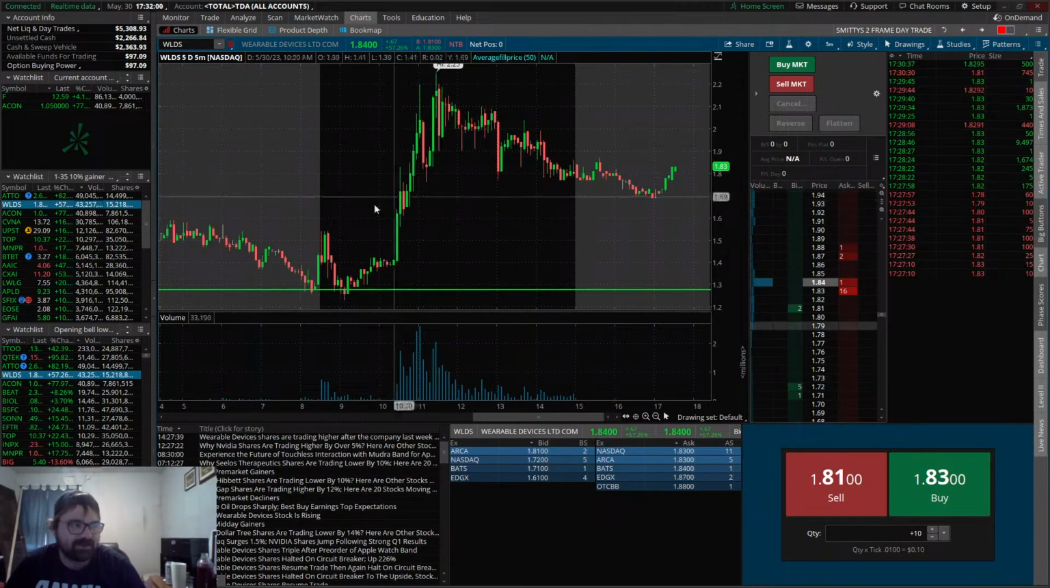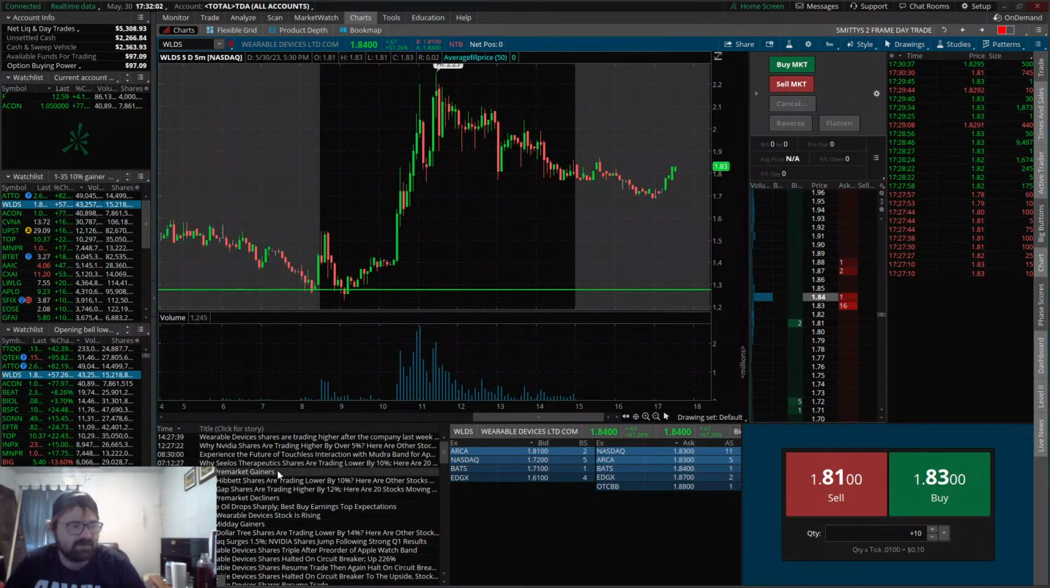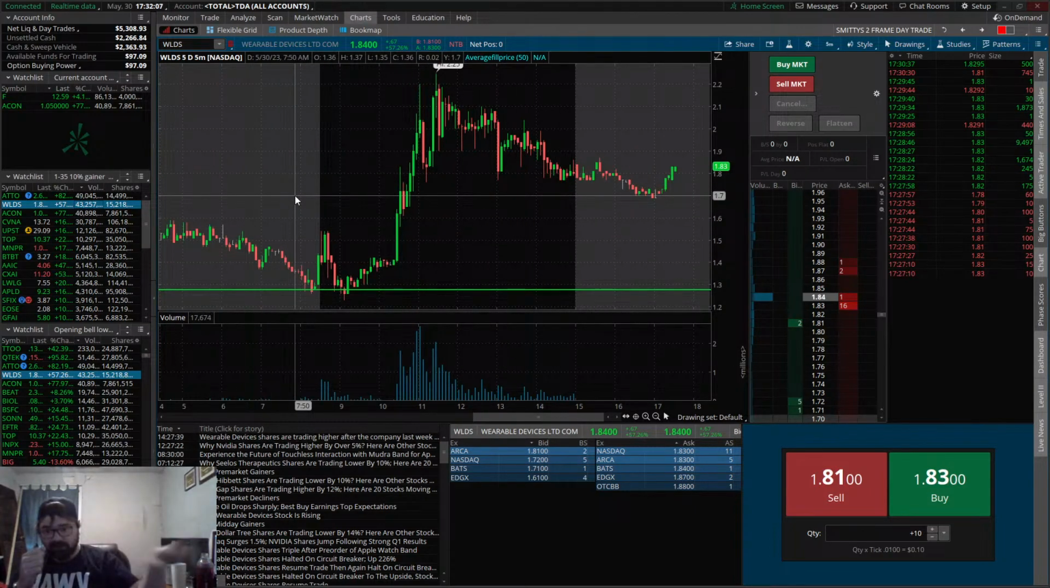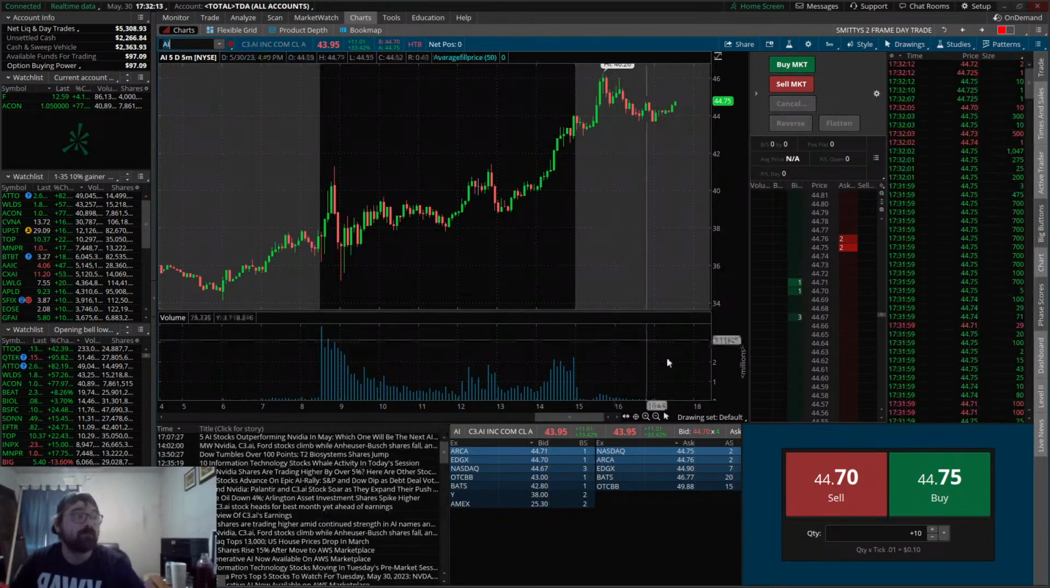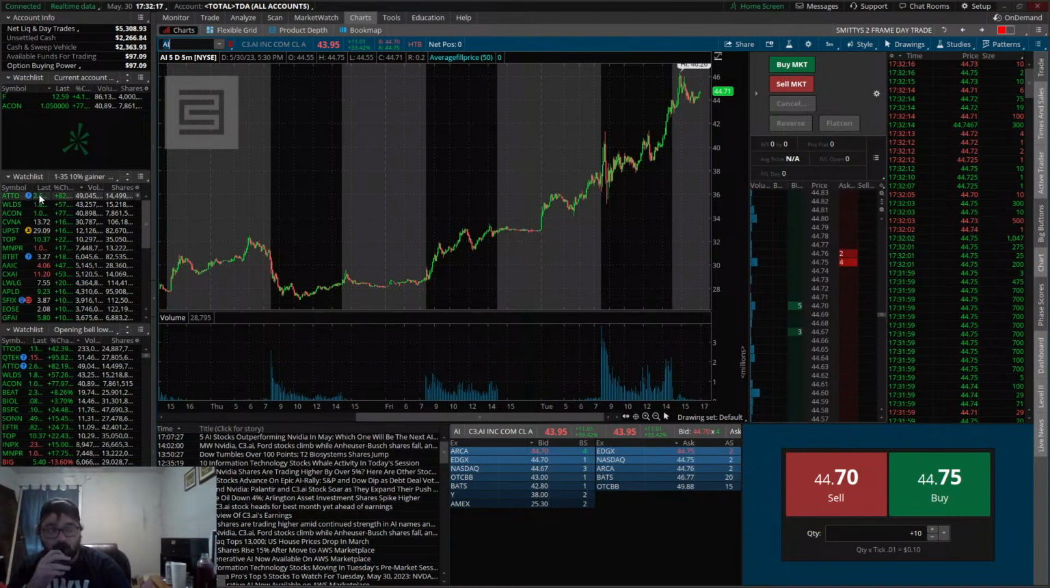This is doing the exact same thing as that last one, and I want to say it's moving with the AI plays and stuff. Let's see what AI did today, actually. Oh, nice, man. I wanted to swing this one too. Look at that thing. We're definitely going to have to wait for a pullback on this, but.